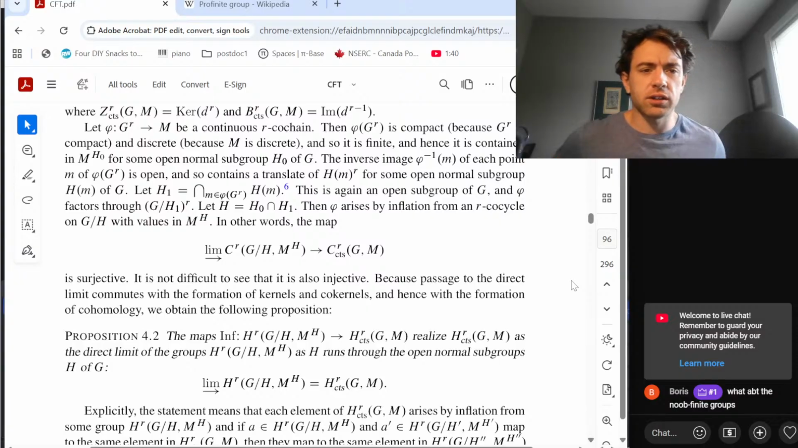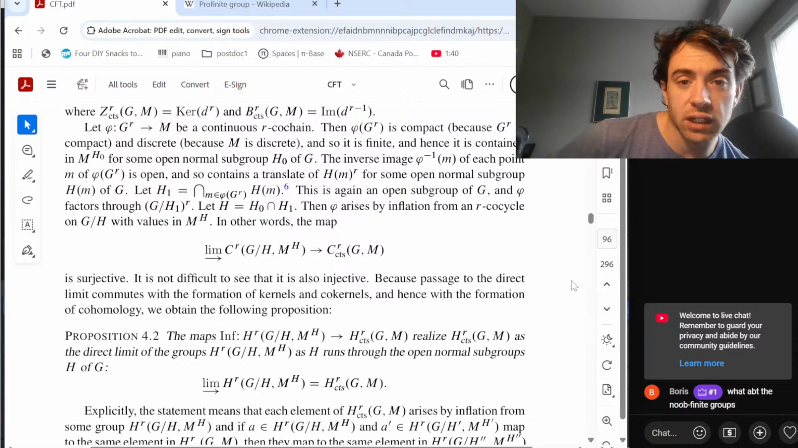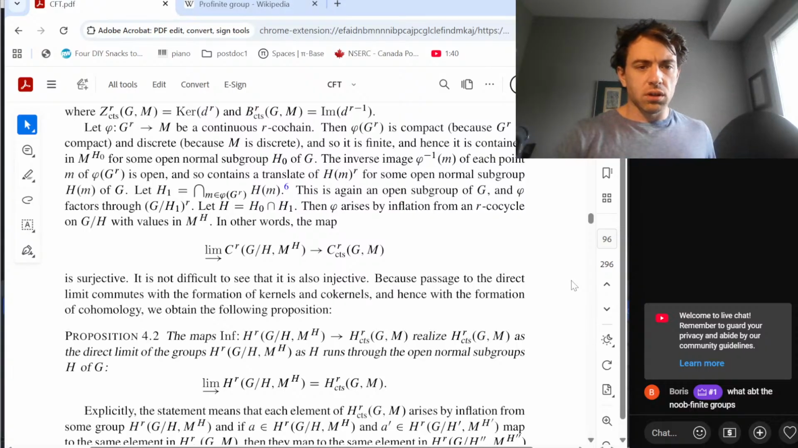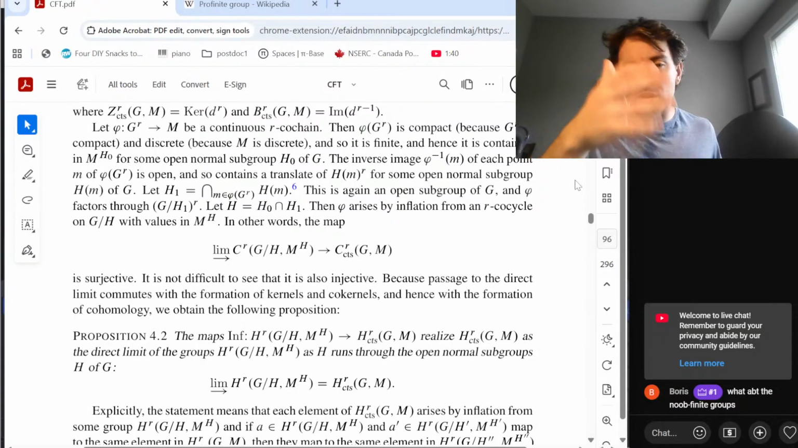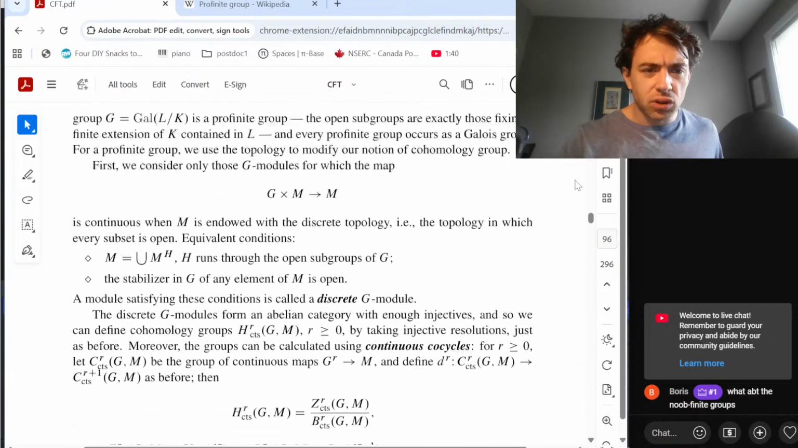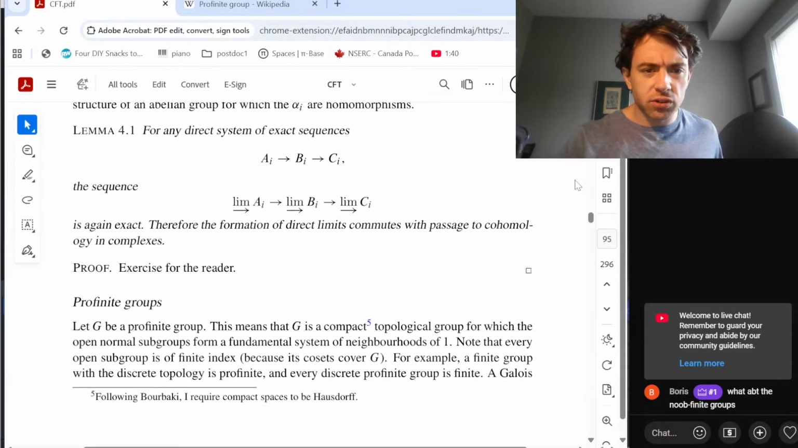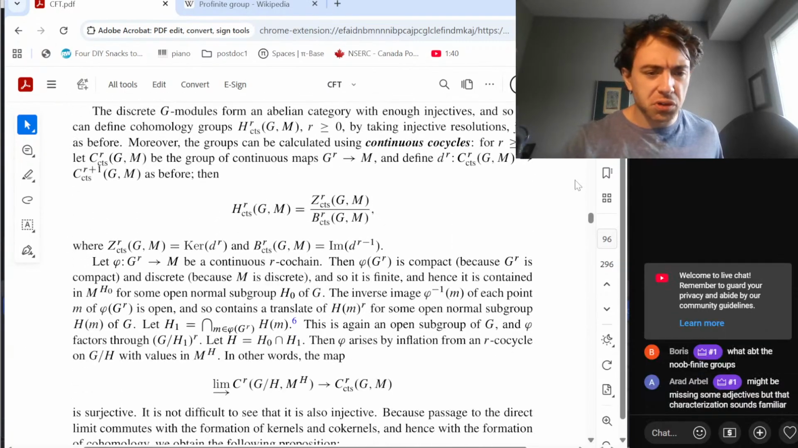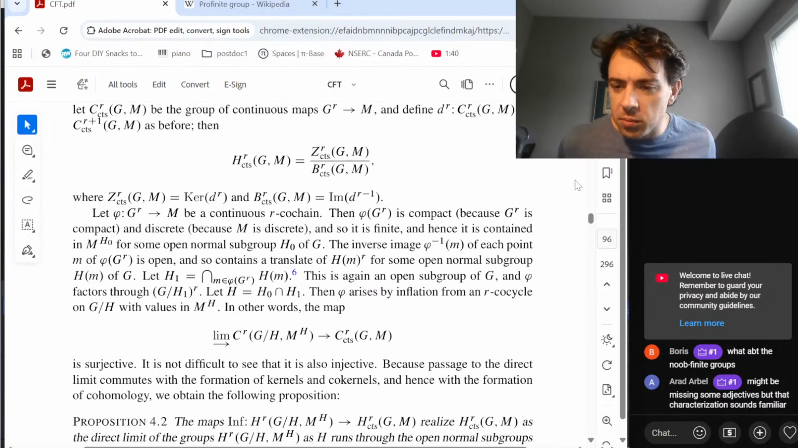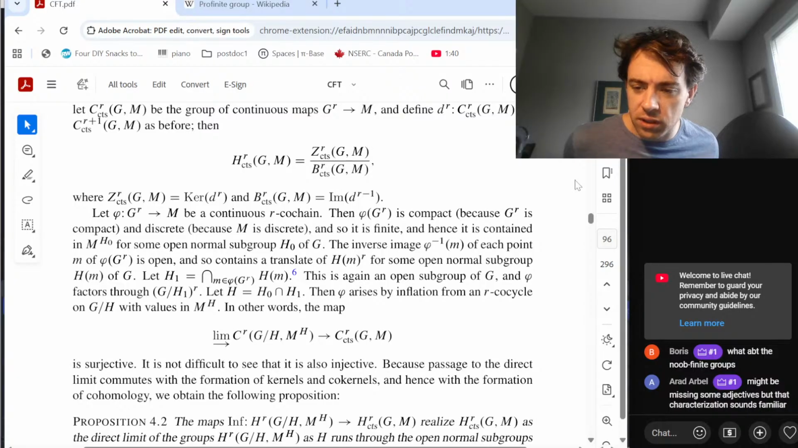So the image is compact and discrete, and so it's finite. And so it's actually contained in M^{H^0} for some open normal subgroup. Wait, why normal? Probably just some argument from the system of, because the profinite group is the limit over the normal subgroups. Okay, sure. I'll take that as a vague argument. Might be missing some adjectives, but the characterization sounds familiar.